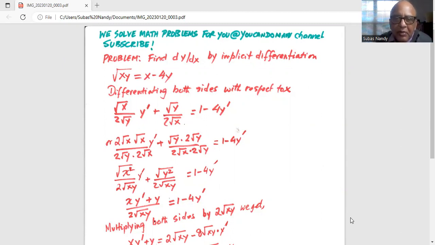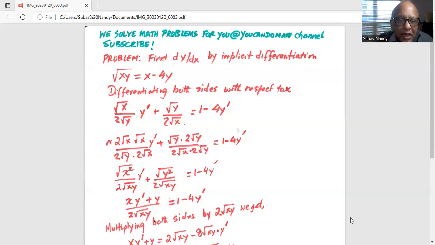And then you are left with y prime, plus next you're going to do the derivative of root x with respect to x on the left hand side of the equation. So you'll be left with root y divided by 2 root of x. Again, the explanation is square root of x, its derivative with respect to x is 1 over 2 square root of x, is equal to, that's the left side. The right side, derivative of x with respect to x is 1 minus 4, derivative of y with respect to x is y prime. Okay, so let's do some simplification on the left hand side.